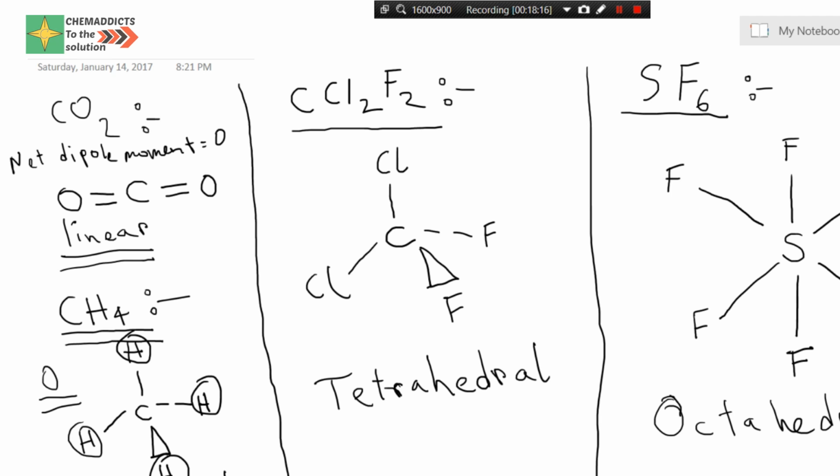Now let's look at SF6. Here once again the net dipole moment would be 0.